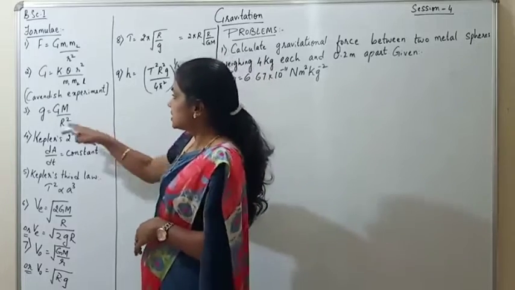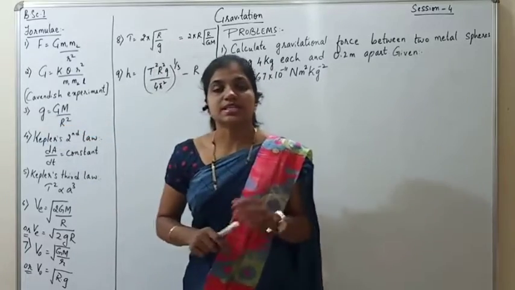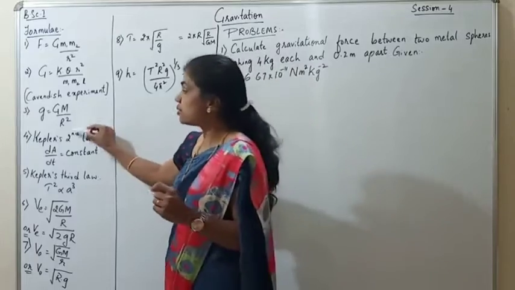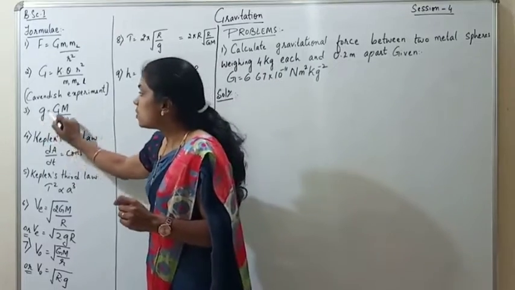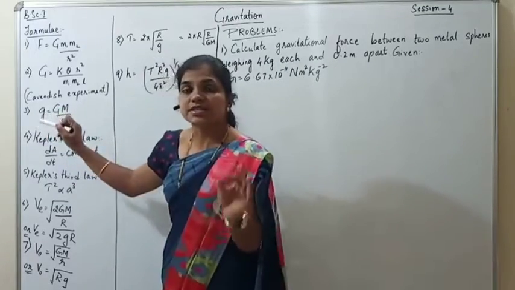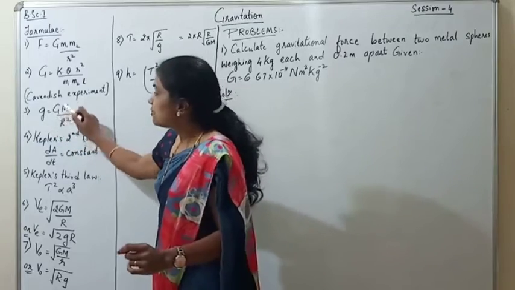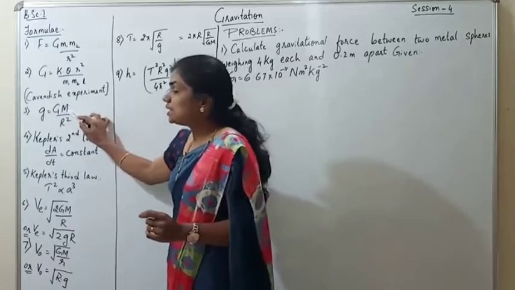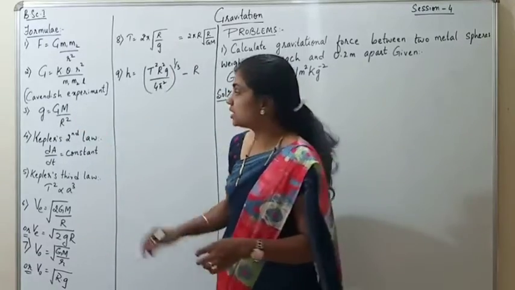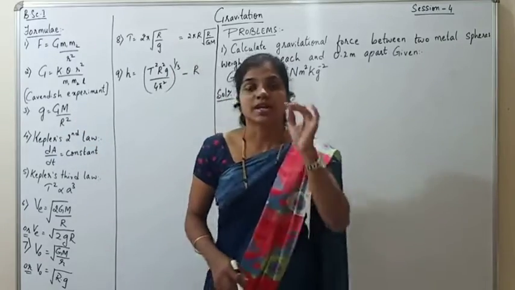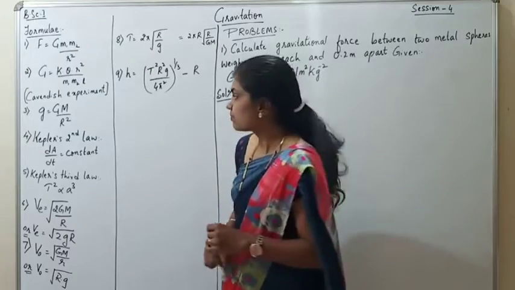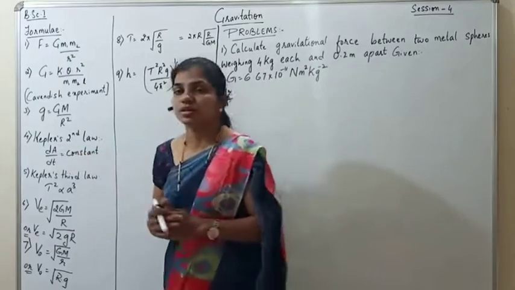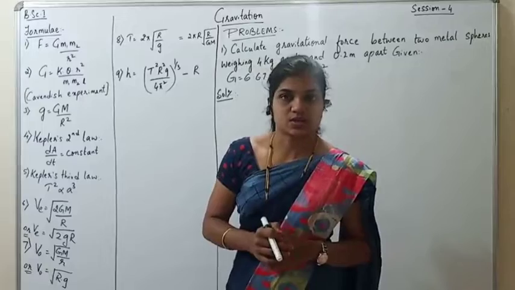Okay. Next, the third formula is g is equal to GM upon R square, where small g is acceleration due to gravity, capital G is gravitational constant, capital M is mass of the earth, capital R is radius of the earth. Right? So next, we have Kepler's second law.